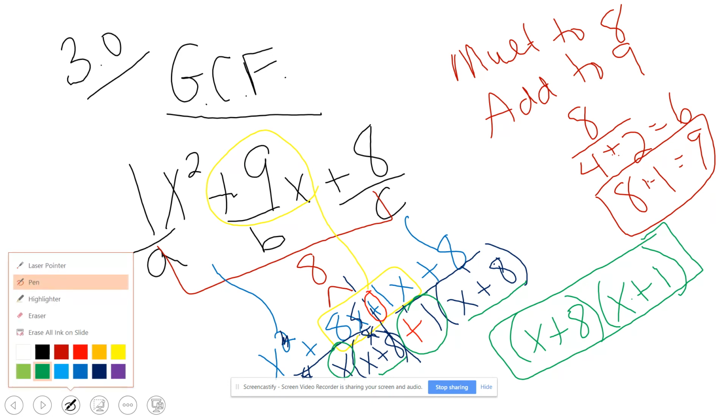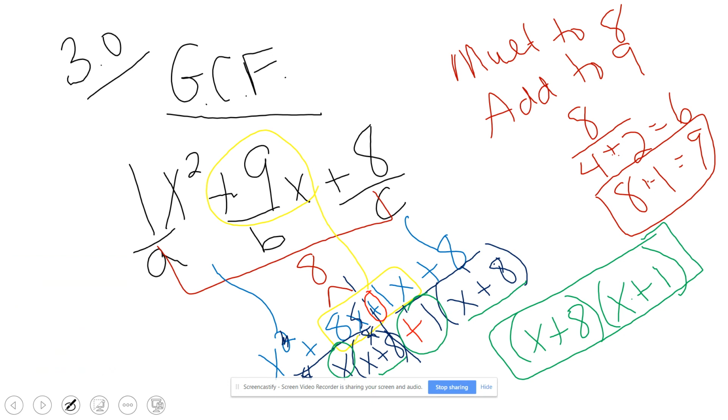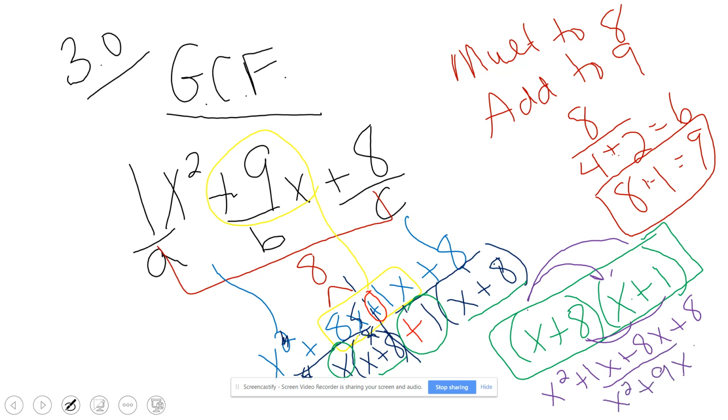You can always use foiling to check your answer, and I encourage you to do that. Remember, foiling is first, outside, inside, last, or a fancy way of saying distributing. X times x is x squared. X times 1 is 1x. 8 times x is 8x. 8 times 1 is 8. Combine these like terms, and we have x squared plus 9x plus 8. So we know we've done our factoring correctly.